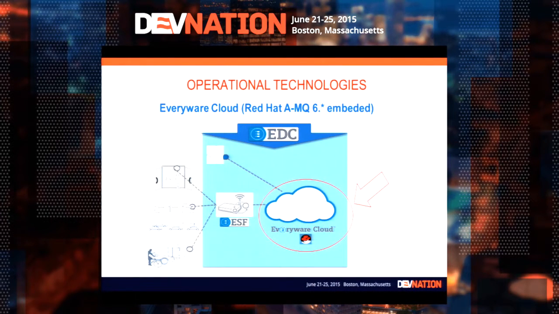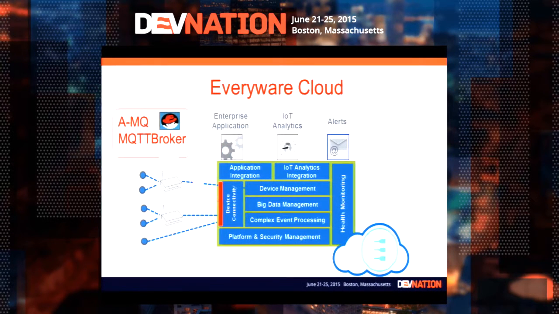So, looking now at the operational technologies, we have a platform as a service called Everywhere Cloud. Inside that platform, there's a Red Hat middleware, which is the A-MQ MQTT broker. The platform has different building blocks. So having an IoT platform is not just a matter of having a broker. The broker must be compatible with more than one protocol. The main purpose of the broker is to translate from one protocol to the other and to be reliable, but mainly to serve connectivity purposes. Then there are all the other functions and purposes that you have to take care of.